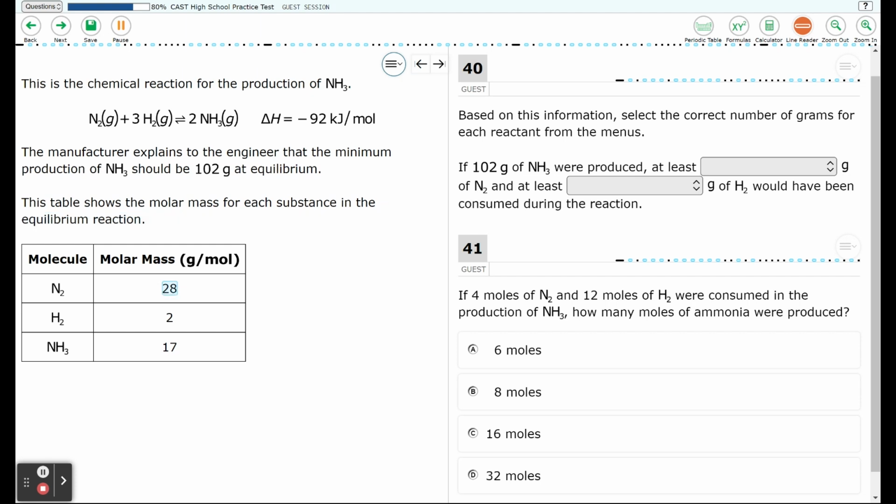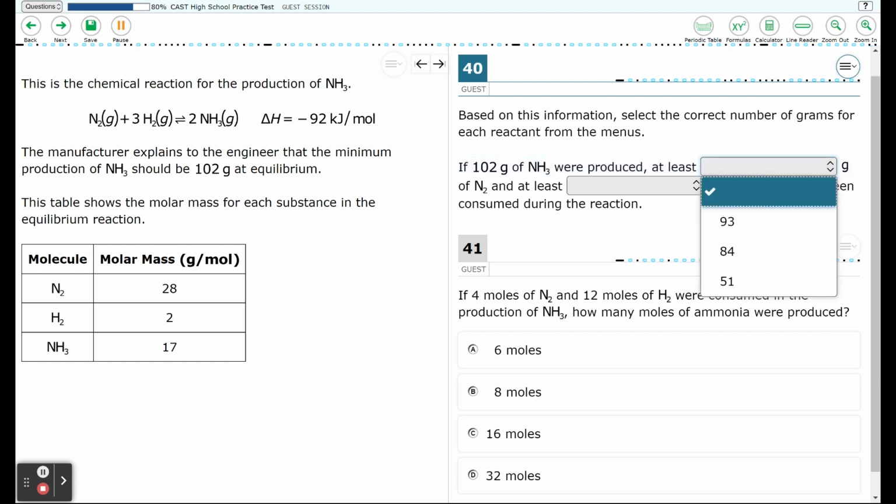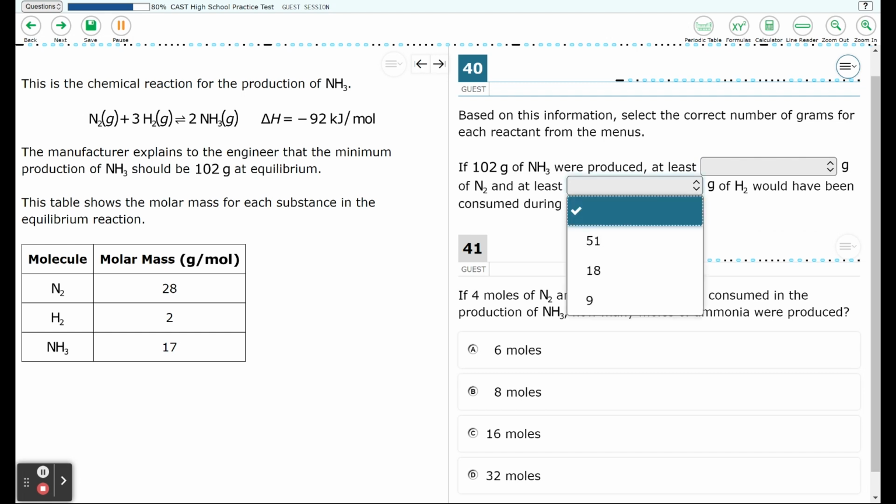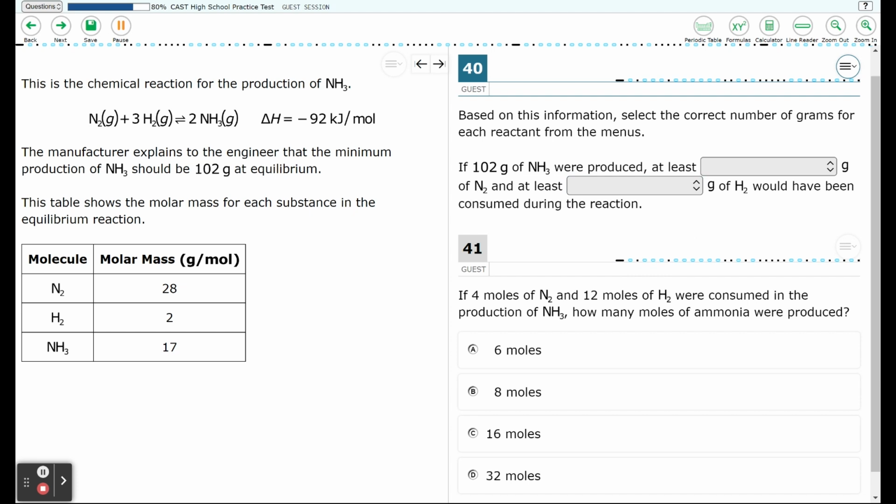N2 has a molar mass of 28, H2 has a molar mass of 2, and NH3 has a molar mass of 17. Question 40. Based on this information, select the correct number of grams for each reactant from the menus. If 102 grams of NH3 were produced, at least 93, 84, or 51 grams of N2 and at least 51, 18, or 9 grams of H2 would have been consumed during the reaction. Go ahead and pause the video and mark your answers now.